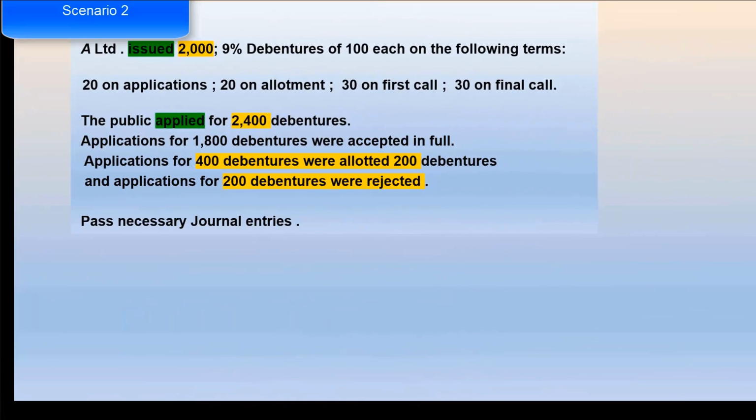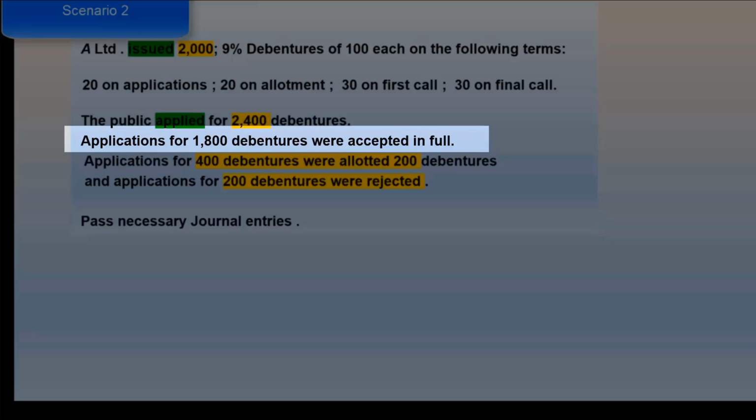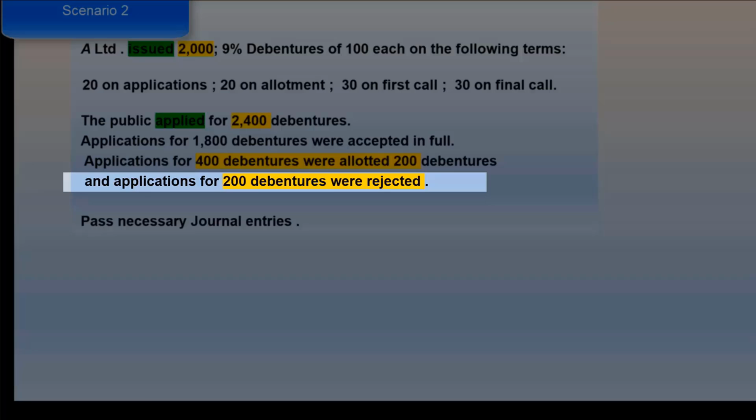Now, this is a typical scenario where the issue of debentures is oversubscribed. Typically, allotment is made differently for different sets of debenture applicants, obviously based on some sound rationale having an equitable basis. 1800 debentures accepted in full, that's fine. 200 debentures rejected. Obviously, the corresponding application money will have to be refunded immediately.